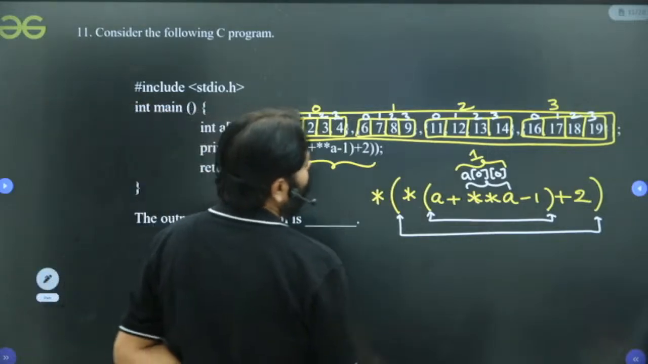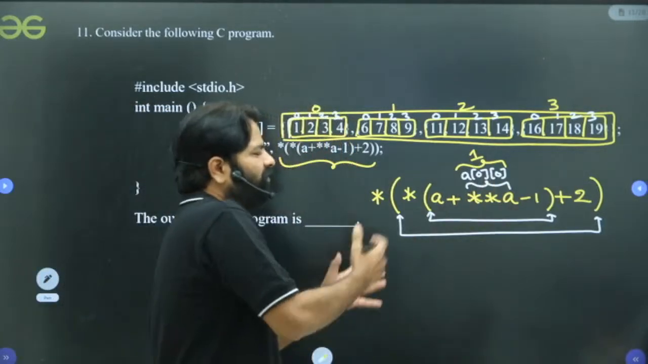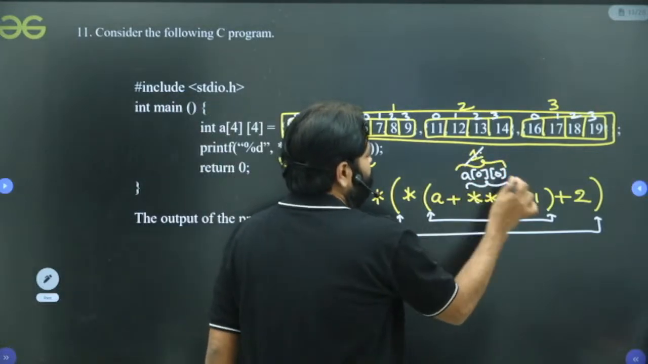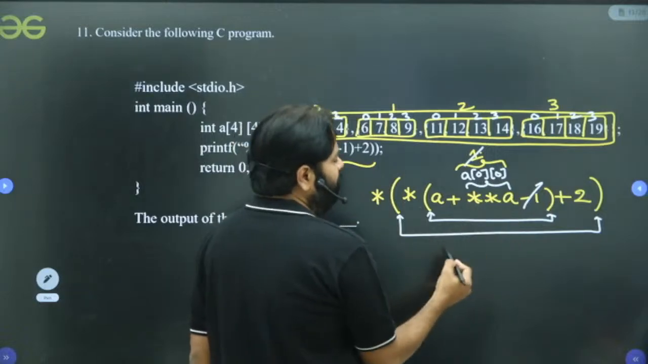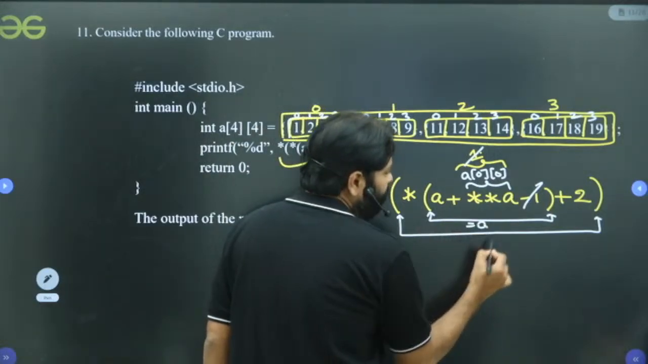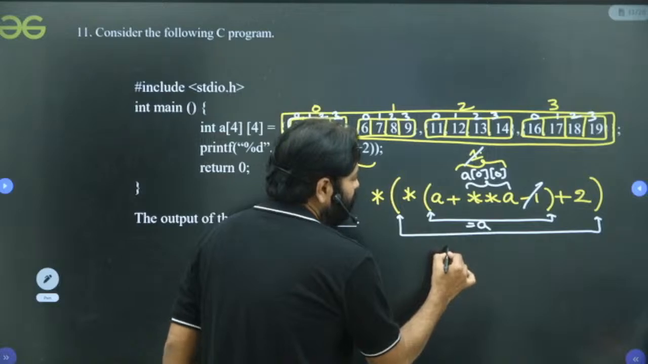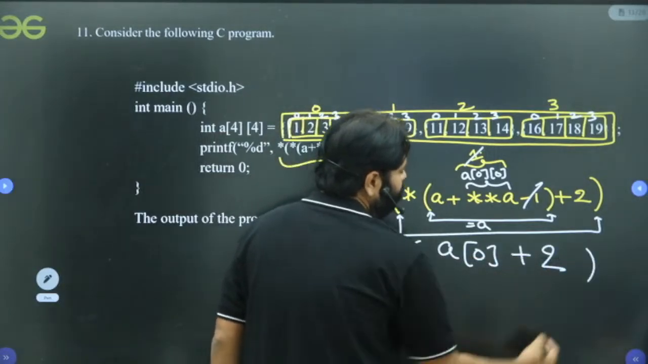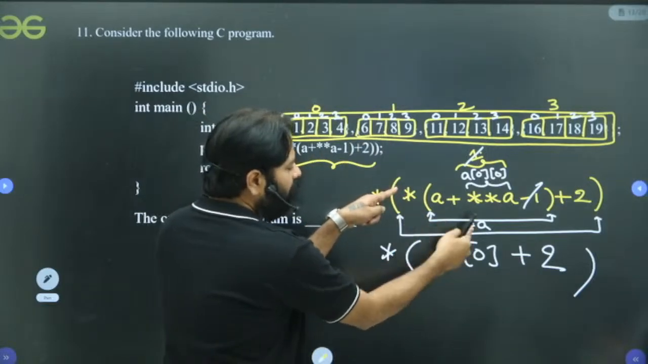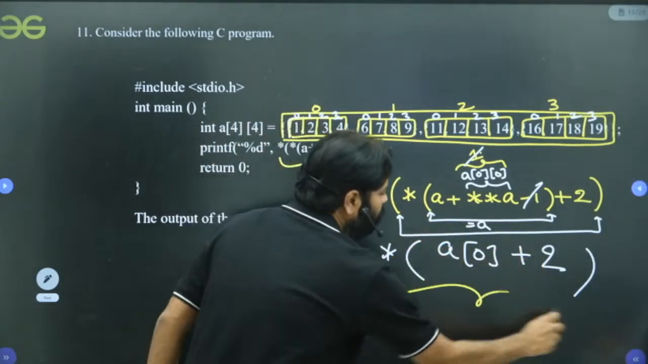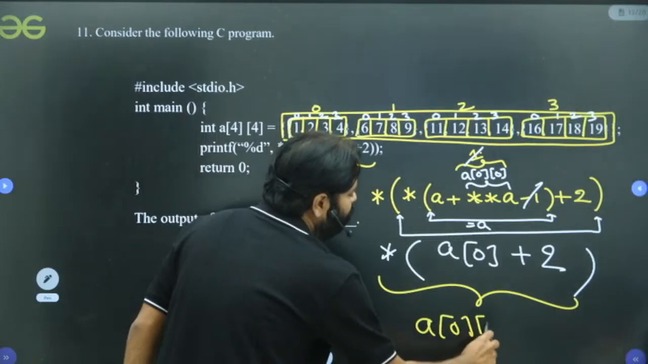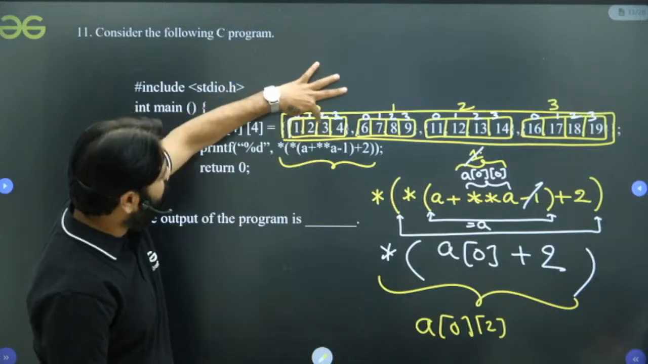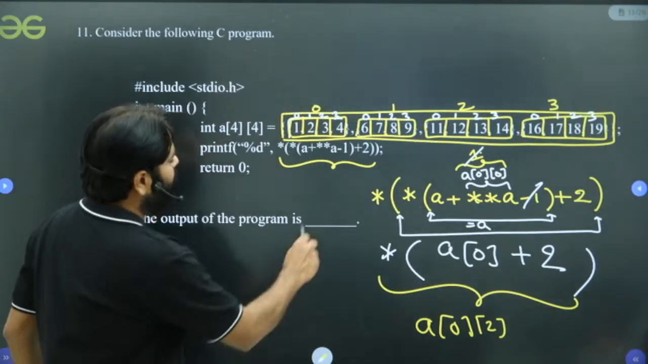Right. So now a plus 1 minus 1. Doing a plus 1 and then minus 1 is a waste of time, right? You can directly cancel it, so you can save your time. Got it? So this gives you a. And star a means a of 0 plus 2, isn't it? Star a you can write as a of 0 plus 2, and you can write that as a of 0 of 2. So in a of 0 of 2, what is the answer? In row 0, the element at index 2, that is equal to 3.